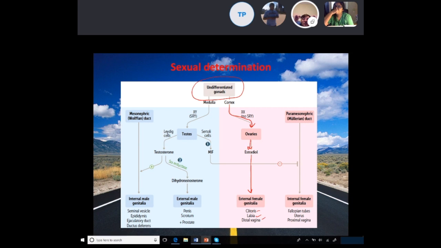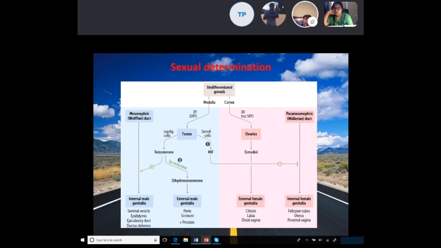And like we just saw on the previous slide, with ovaries, we're going to see the degeneration of the mesonephric ducts, so those go bye-bye, and we continue on with the paramesonephric or Mullerian ducts. They go on to create the internal female organs, which include the fallopian tubes, uterus, and proximal vagina. And this is really important to remember. So this, again, is the default.